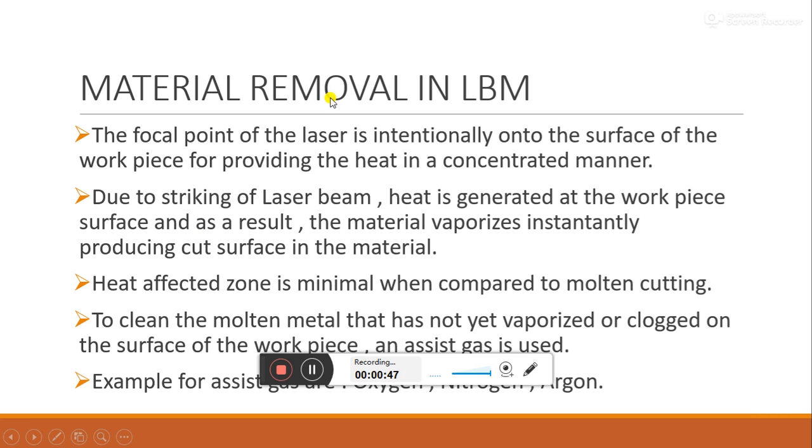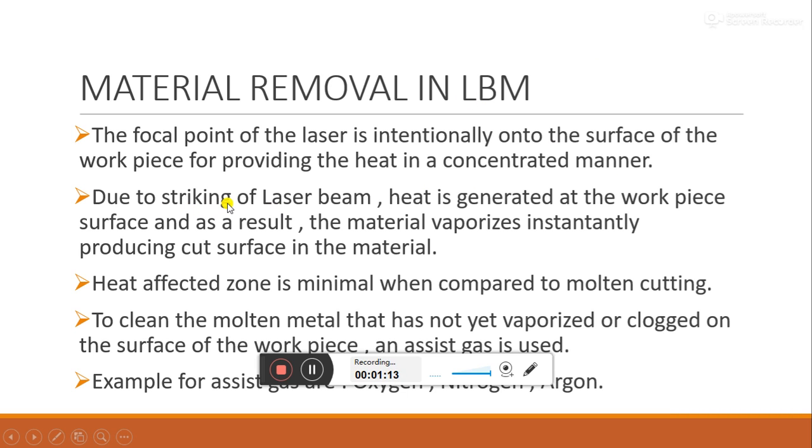Now, material removal in laser beam machining. The focal point of the laser is intentionally placed onto the surface of the workpiece for providing the heat in a concentrated manner. It means the laser beam is being focused onto the surface of the workpiece. Why is it focused? To provide heat. So this is what is written in the first sentence.